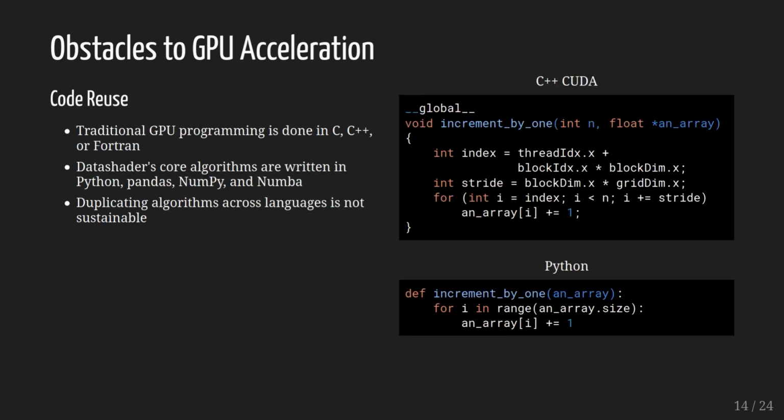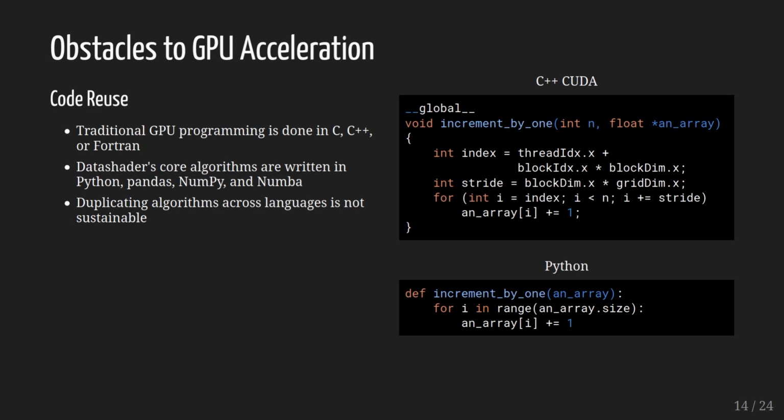The second obstacle is more of a maintainability consideration. Traditional GPU programming is done in C, C++, or Fortran. So here is an example of a C++ CUDA kernel that increments every element of an array by 1. But as I mentioned earlier, Datashader's internal algorithms are implemented in Python and then compiled to machine code at runtime using Numba. Here is an equivalent Python function that operates on a NumPy array, incrementing the value of each element of the array by 1.